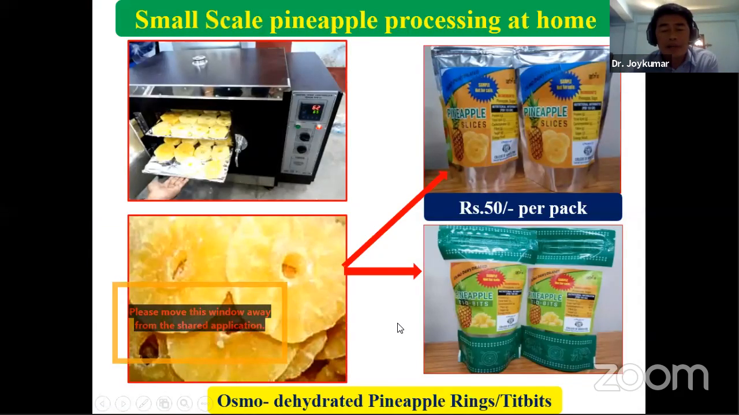Later on, the rings which I have made with that tool, if you have a small dryer of this kind, we can directly go for osmo-dehydrated rings and tidbits. Fresh pineapple, as you know, you can't keep for a long time, even 1 day or 2 days, it is quite perishable. Once you convert it into an osmo-dehydrated product, you can keep it 3-4 months without any problem. Just to cite one example, from one pineapple you can make around 4 to 5 rings of this kind, and then pack them nicely after osmo-dehydrating.